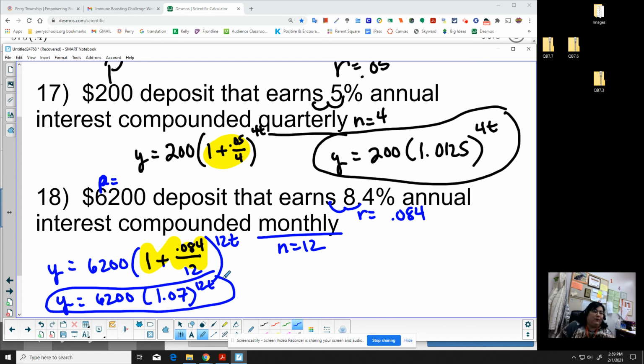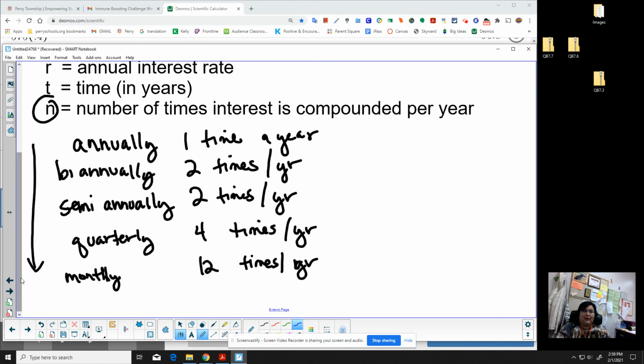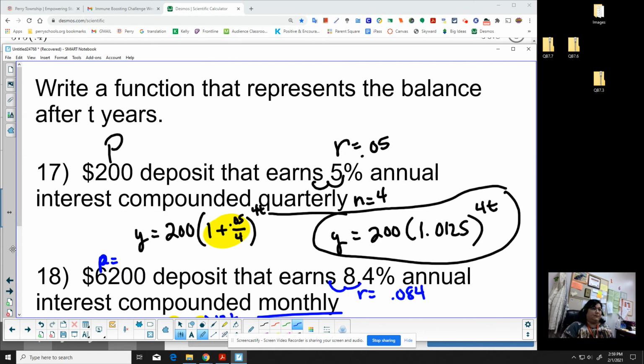If you're having trouble, there's some of these in the big ideas. There's a video you can watch there to have somebody else explain it to you. Just remember that your principal is like your A and your R is exactly the same. You change that to a decimal. Your T is the same, and then you have to include that N in there. And you're looking for words like annually, biannually, semi-annually, quarterly, monthly. We did some that were like that in the examples, the quarterly and the monthly.